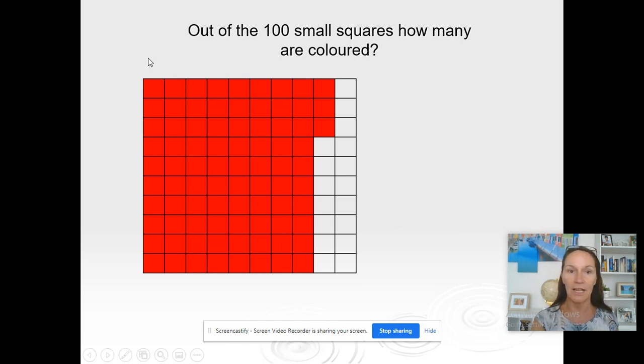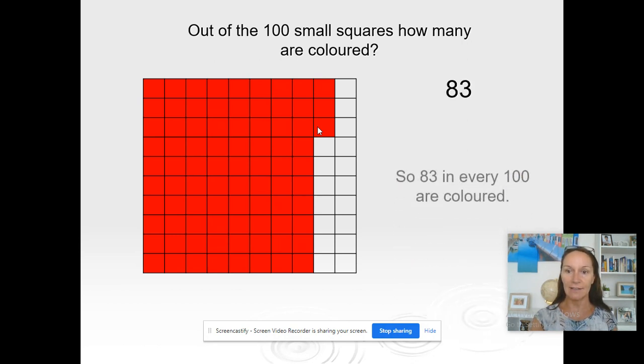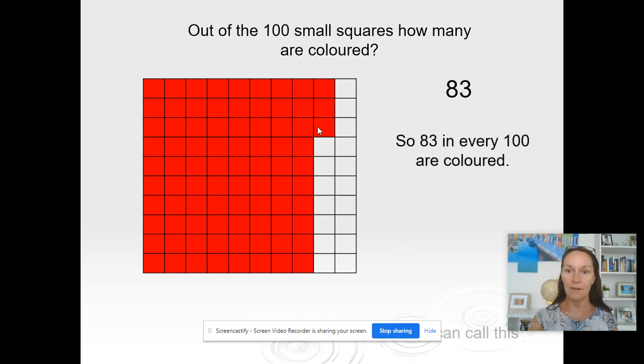So how many have we got here? 10, 20, 30, 40, 50, 60, 70, 80, 83 out of 100. 83 in every 100 are coloured, 83%. And as a decimal, it would be 0.83. As a fraction, it would be 83 over 100.